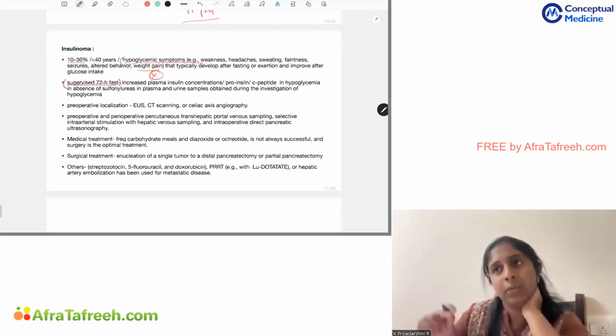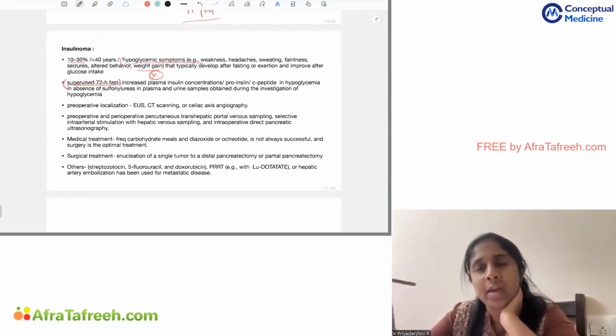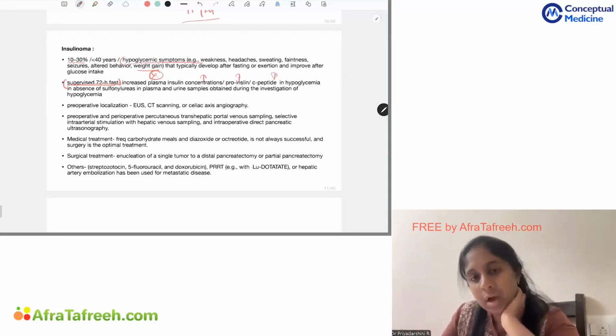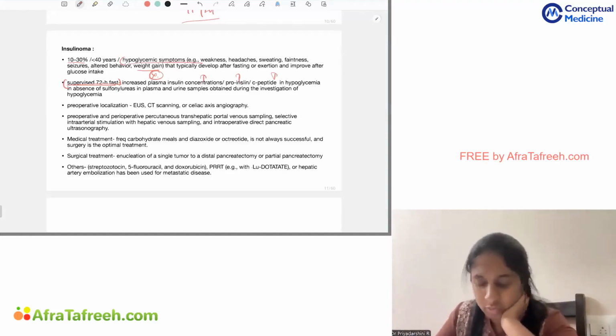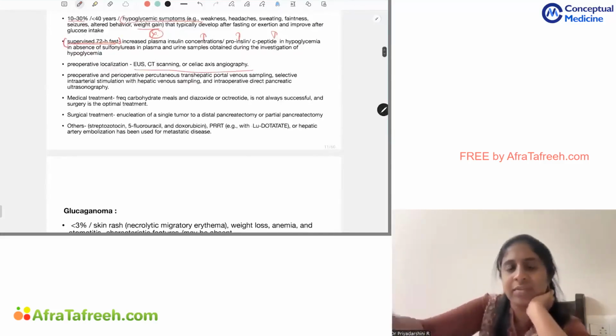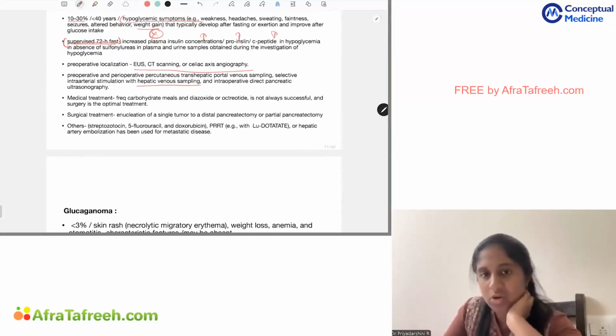In the fasting, if the sugar levels are very low, and for the corresponding glucose levels you see the patient's insulin levels high, proinsulin high, C-peptide high, in absence of antibodies and in absence of sulfonylureas, you will have to suspect insulinoma. So how to preoperatively localize? You can go for the same localization that we have described in gastrinoma. Once it is localized, to confirm, you can go for a hepatic venous sampling. The medical treatment until the surgery would be frequent carbohydrate meals and diazoxide or octreotide.